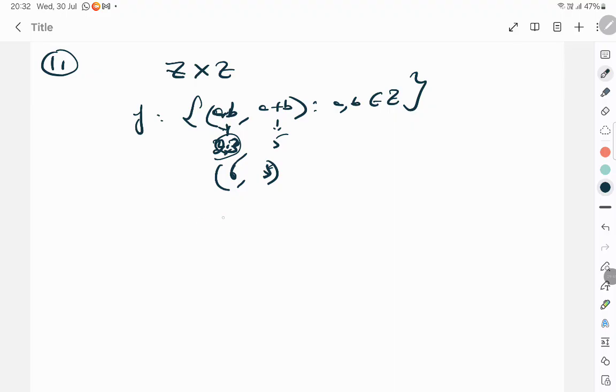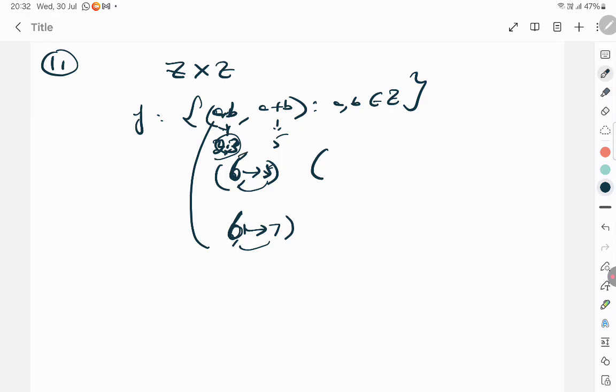If a itself is 6, to satisfy this, b will be 1. Correct? 6 into 1 is 6. But 6 plus 1 will be 7. You are not getting the same answer, right? Here it is 7 and there it is 5. So meaning it's not a function. In other words, if you take 6 and here also you take 6, one is getting mapped to 5, another is getting mapped to 7.